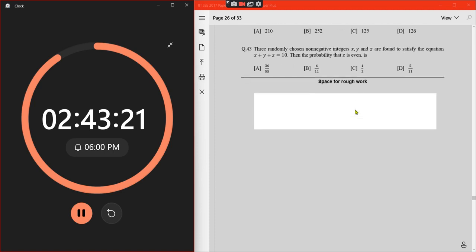Question 43: 3 randomly chosen non-negative integers satisfy this equation, the probability that z is even is, okay. Non-negative integers satisfy this equation, probability that z is even. Oh god, okay, z is even, the probability of that. Randomly chosen, are found to satisfy this, wait, what? You did not randomly choose them, okay, it's like the probability that they will satisfy this, which is actually very minuscule, anyway.